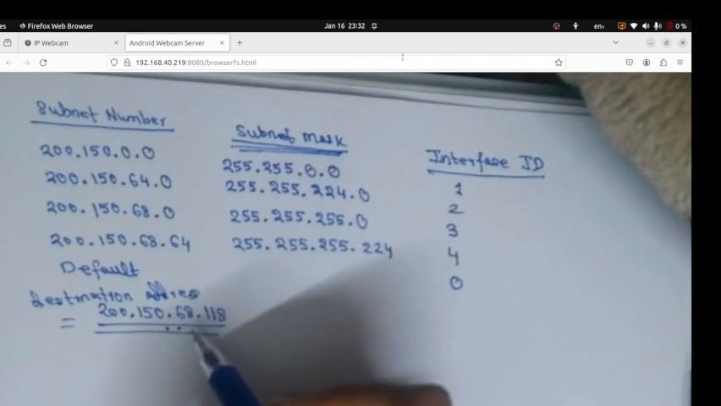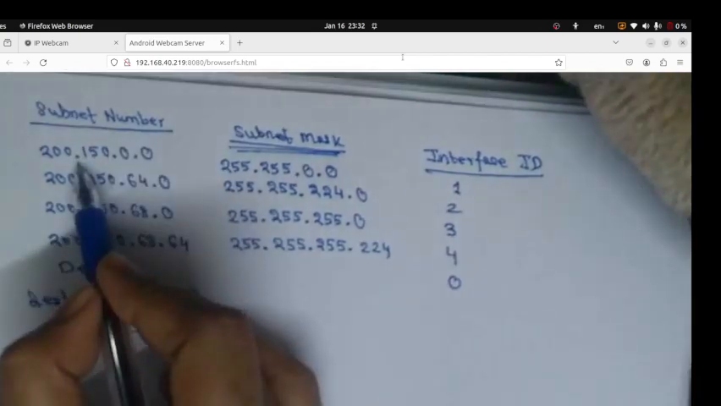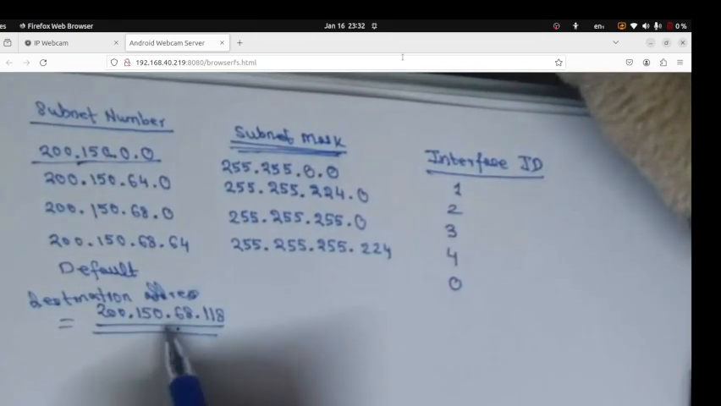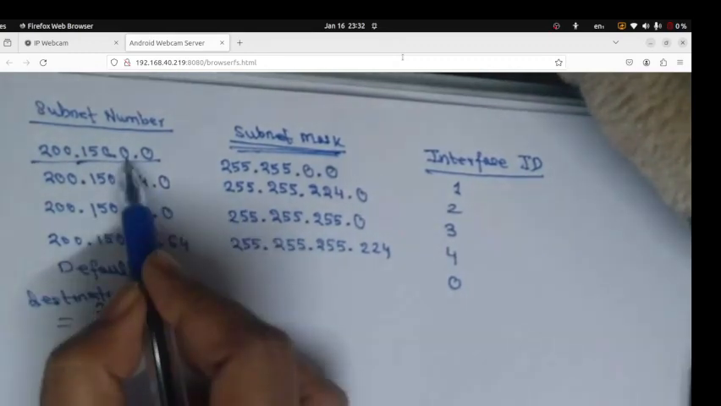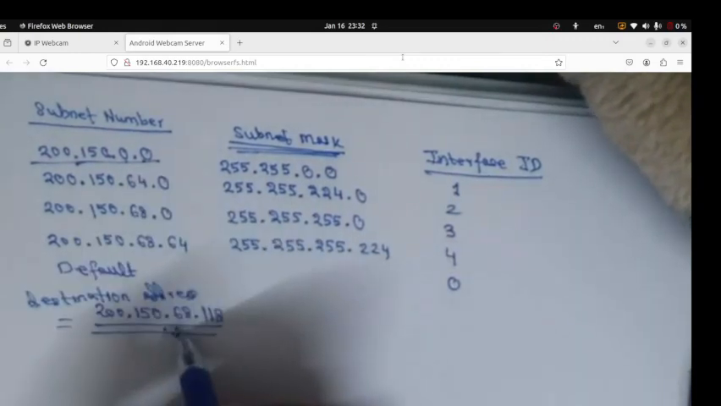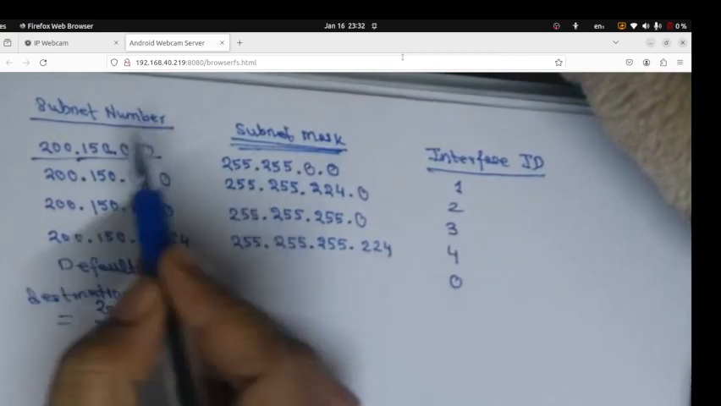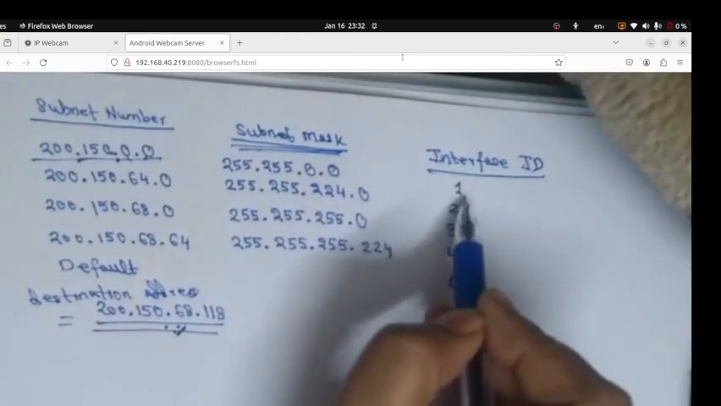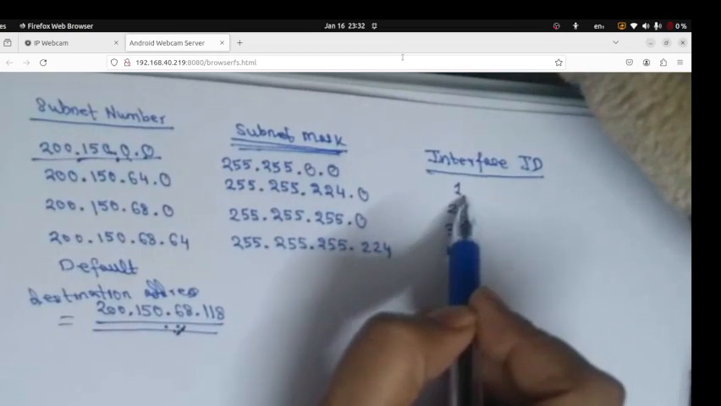So if this network address matches the subnet number in the routing table entry, that is, if the network address extracted from the destination address matches it, that means this packet, which is meant for this destination address, belongs to this network number. So it will be forwarded to the corresponding interface ID, which is interface 1.